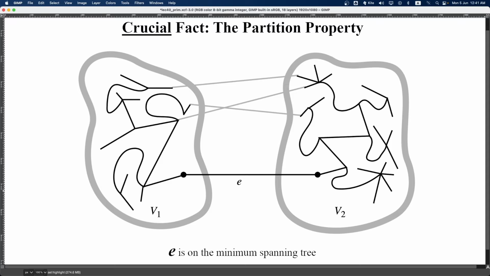Imagine that you have divided your graph into two mutually exclusive partitions, one on the left and one on the right. Basically, a partition is just a set. So here you see there are a few edges going from the left partition to the right partition. Of these edges, the edge with a minimum weight, let's call it E, as shown here. So the partition principle basically says that the edge E with the minimum weight will be a part of the minimum spanning tree for this graph.